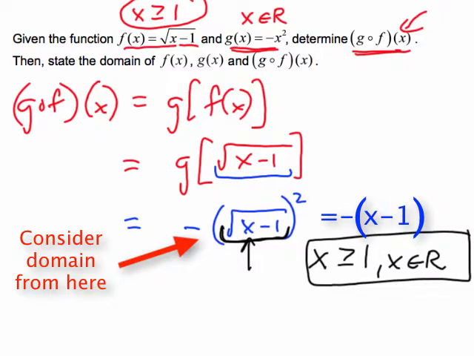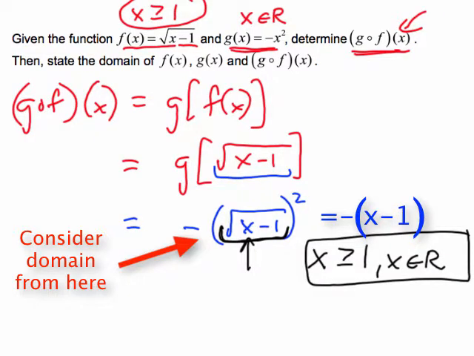Notice that even though this expression is reducible to the negative of x minus 1, we need to consider the domain not at the final reduced expression, but before the simplification takes place.